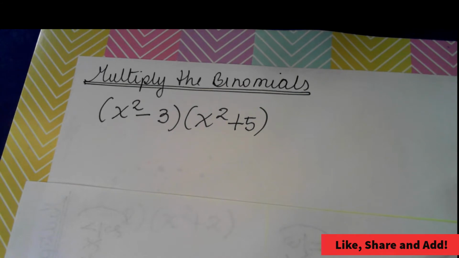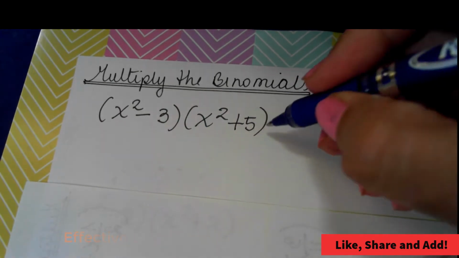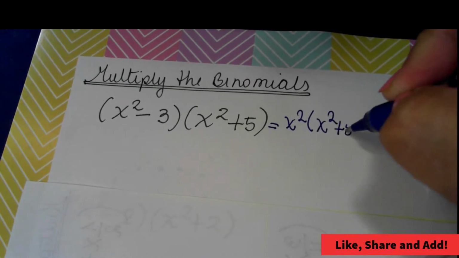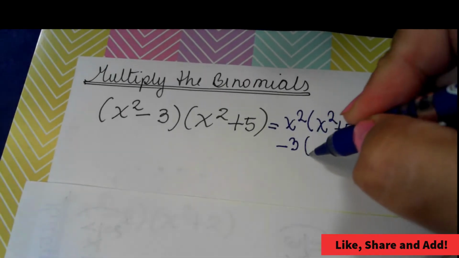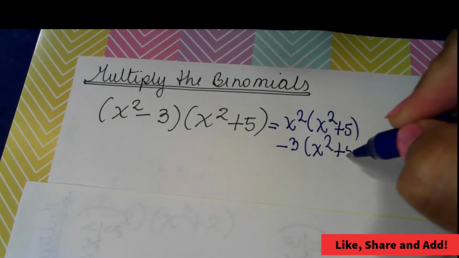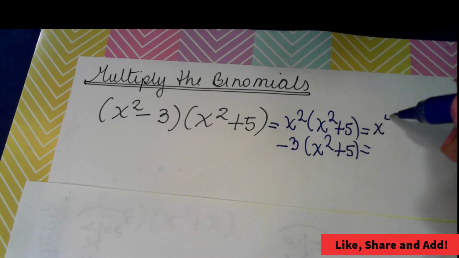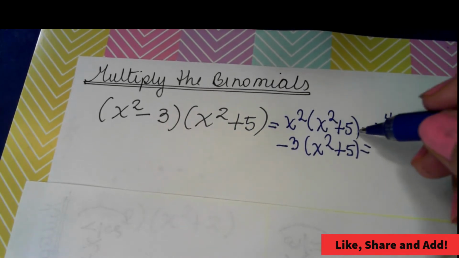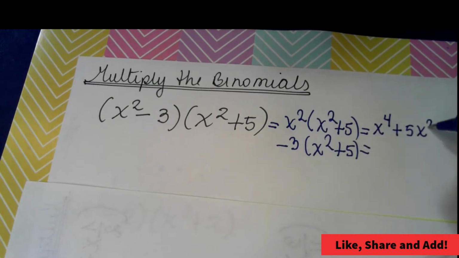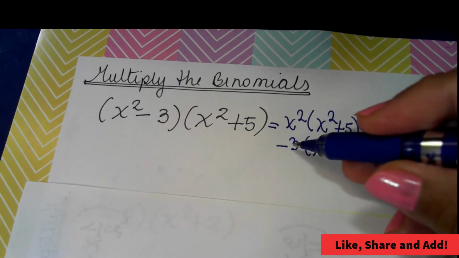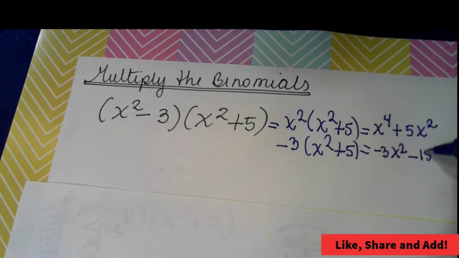We are going to apply the same rules as before. We have to multiply the binomials. So first, this is equal to x squared times x squared plus 5, and negative 3 times x squared plus 5. This is equal: x squared times x squared is x with exponent 4, plus x squared times 5, 5x squared, negative 3x squared, and negative 3 with positive 5 is negative 15.